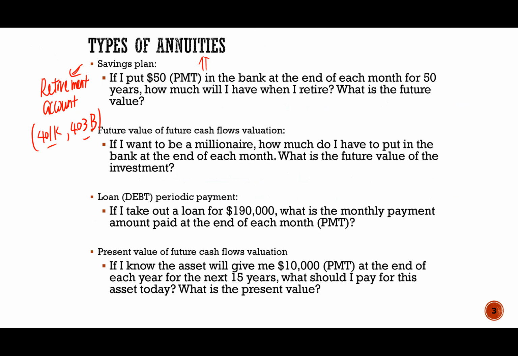The second example is the future value of future cash flow valuation. If you want to be a millionaire, let's say you want to have $1 million by the end of 30 years. How much do I have to put in the bank at the end of each month in order to have $1 million when I retire? So this is also an annuity issue.